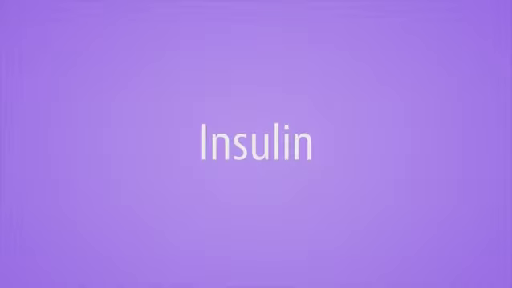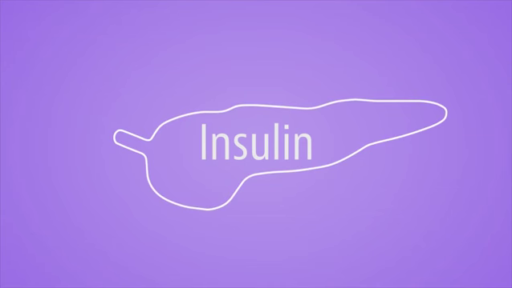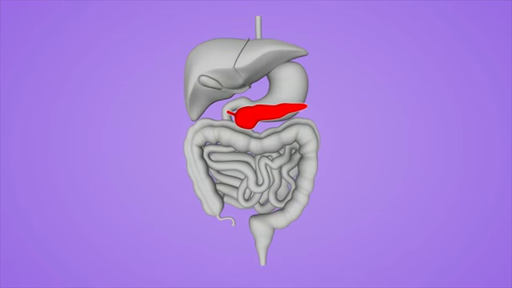In this section, you will see what the main functions of insulin are and how insulin is normally released from the pancreas. Insulin is a hormone that is secreted from the pancreas when blood sugar levels are high. The pancreas sits next to the small intestine under the liver.